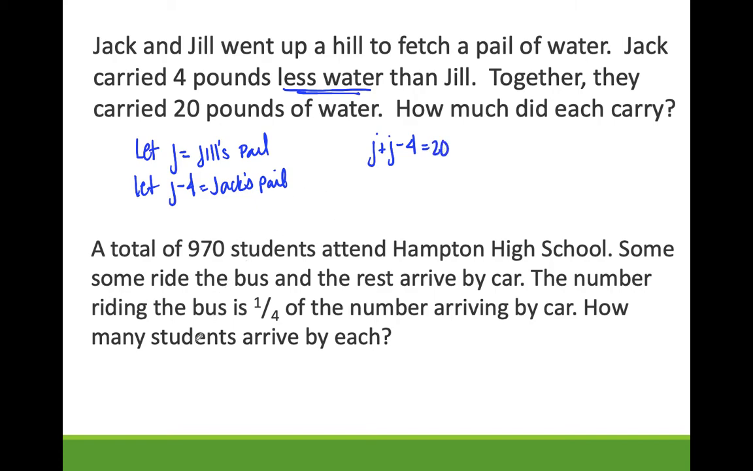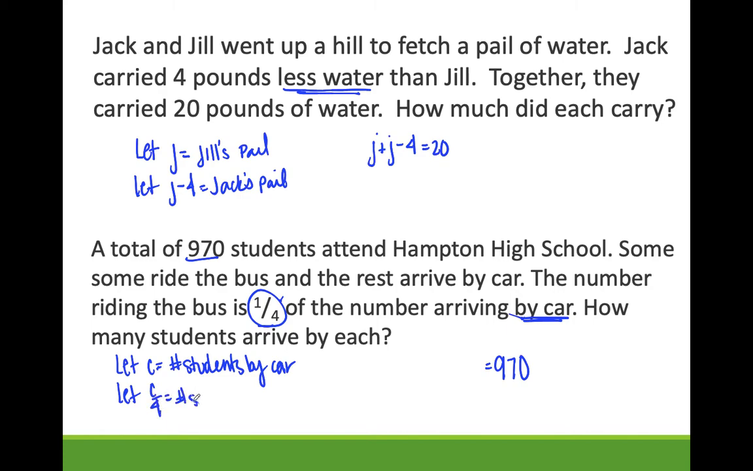For the second example, we know that there's a total of 970 students at Hampton High School. It says some ride the bus and the rest arrive by car. The number riding the bus is 1/4 of the number arriving by car. How many students arrive by each? So we're going to say let C equal the number of students that arrive by car. And then since the problem tells us that a fourth of those ride the bus, we're going to say let C divided by 4 equal the number of students by bus.